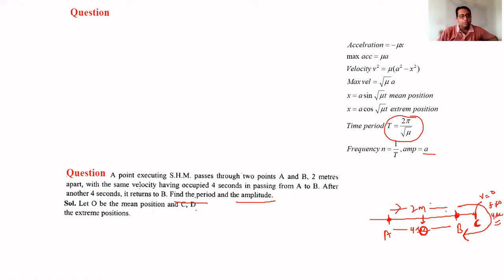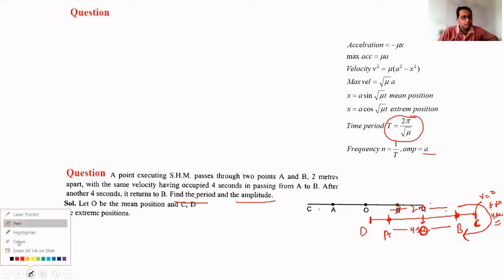So let O be the mean position and C and D be the extreme positions. Or you can suppose here that this is the C position, right? And on the other side, there is the D position. This is C and this is D.